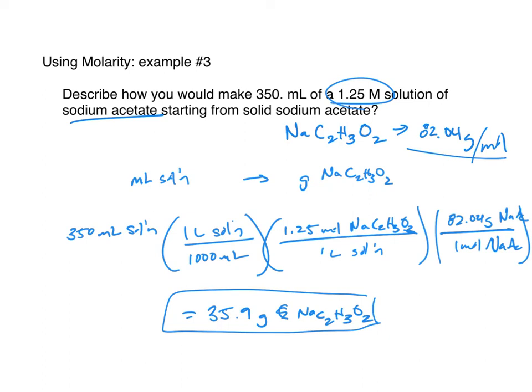So what I'm going to do is take my 35.9 grams of sodium acetate and dissolve it in, let's say, 300 milliliters of water. And then once it's dissolved, I'm going to add water until I get to a final volume of 350 milliliters. I don't know how much water I added, and I don't really care. All I know is that I have 350 milliliters of total solution. Make sense? Okay, cool.